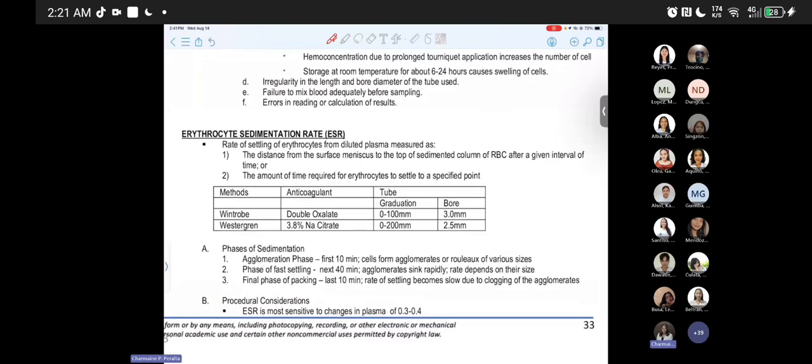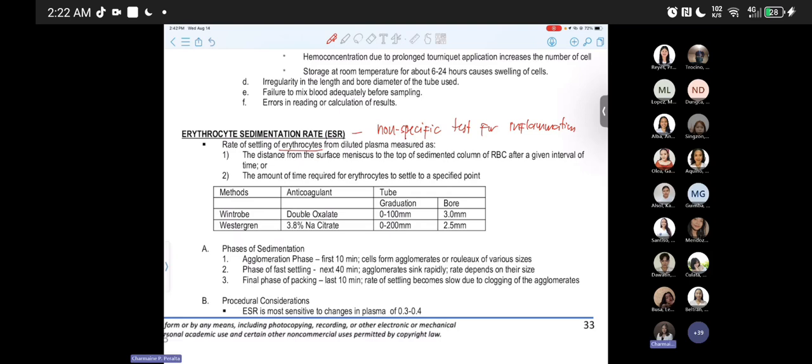Next, we have erythrocyte sedimentation rate. So si ESR, ginagamit to mostly for inflammatory conditions, pero non-specific. This is used as a non-specific test for inflammation. Kasi hindi ibig sabihin na mataas ang ESR, automatic may inflammation. There are a lot of factors which could affect the result of ESR. Si ESR, it measures the rate of settling of erythrocytes from diluted plasma.